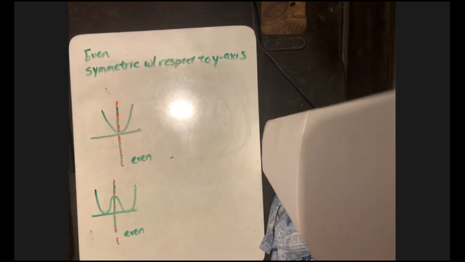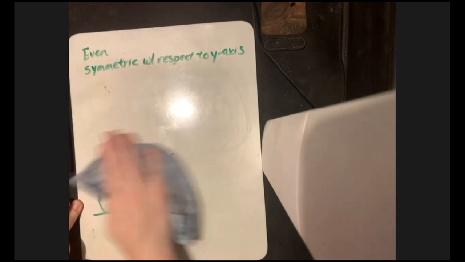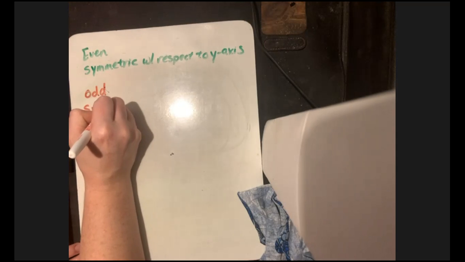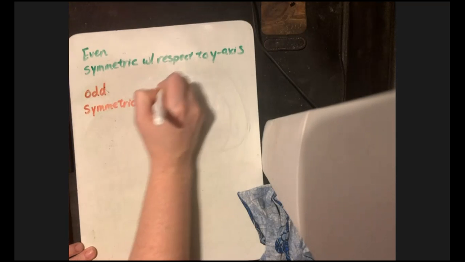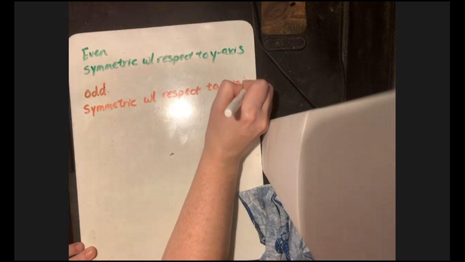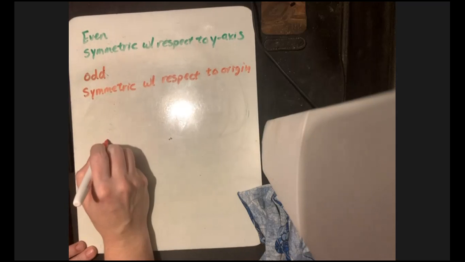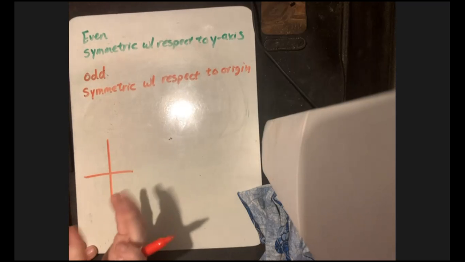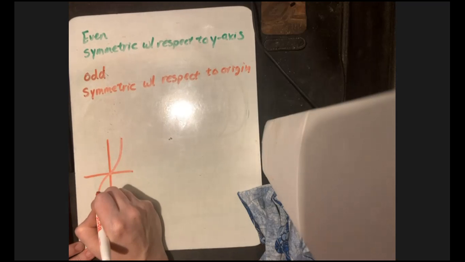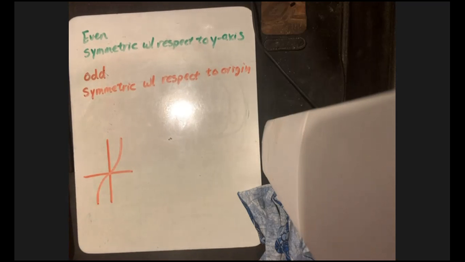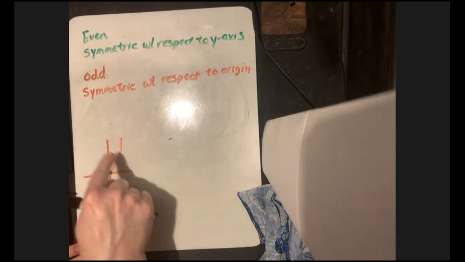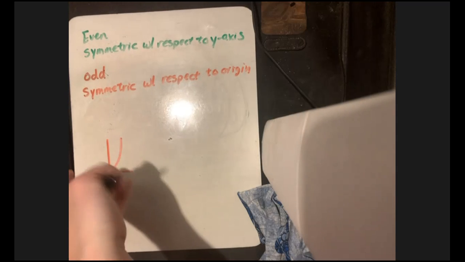Now, an odd function is symmetric with respect to origin. Okay, now origin symmetry is a little bit different. Okay, it's not a fold in half thing. I don't fold it in half either way. So this is an odd function. Okay, and the way that origin symmetry works is you put a push pin right here on the origin and you spin the thing 180 degrees, so a half a turn.